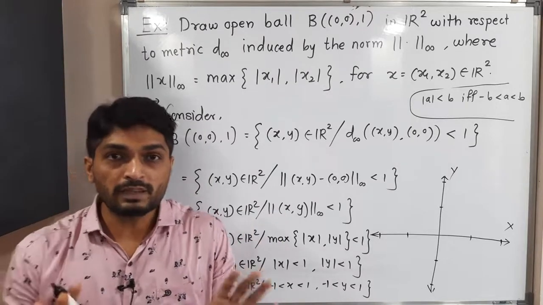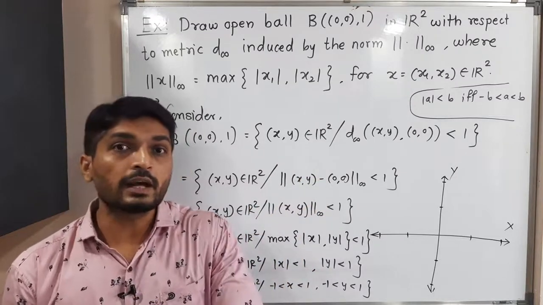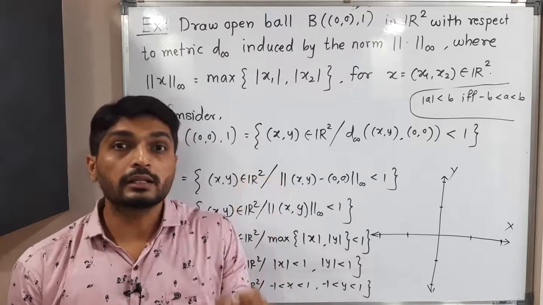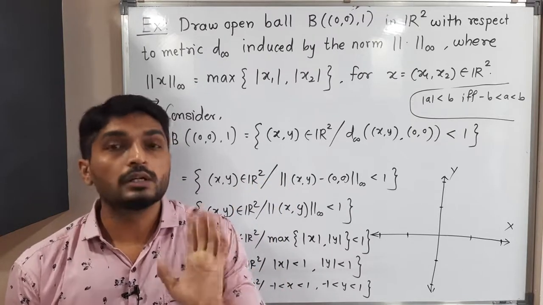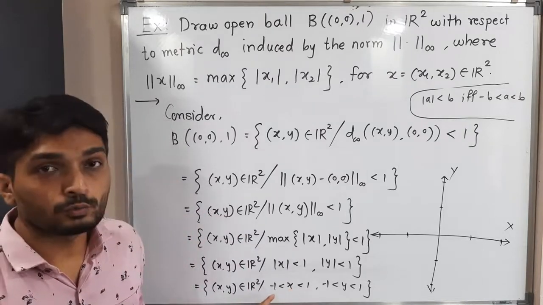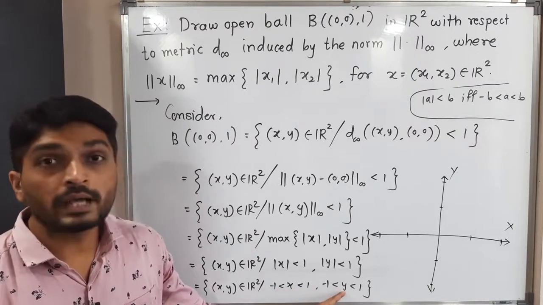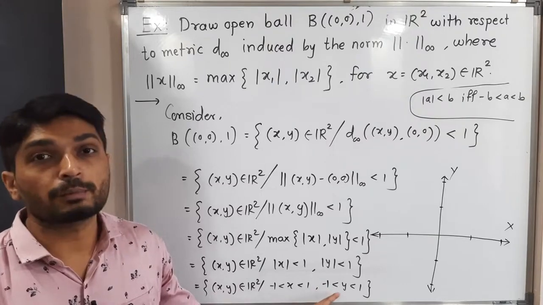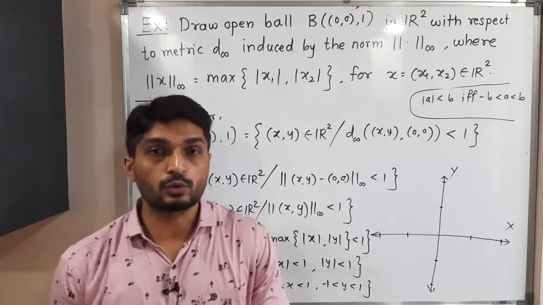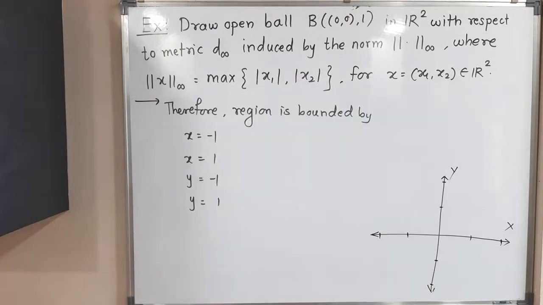When we want to draw or find any region, we replace the inequality by equality, we find the curves, and the required region is bounded by those curves. Therefore we can say the region is bounded by x equal to minus 1, x equal to 1, y equal to minus 1 and y equal to 1. Let us find that region. Before that, make a screenshot of it, then we will go further. I have clearly mentioned here the region is bounded by these 4 lines. So let us draw the lines.